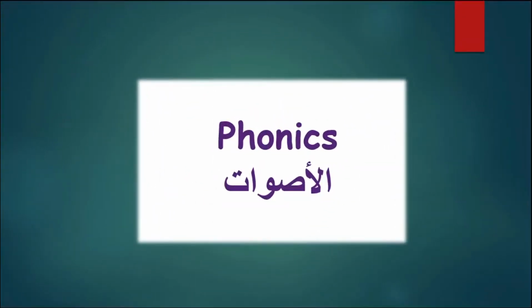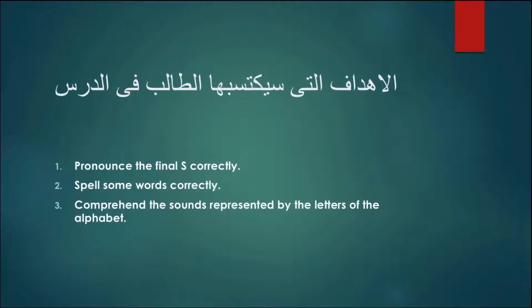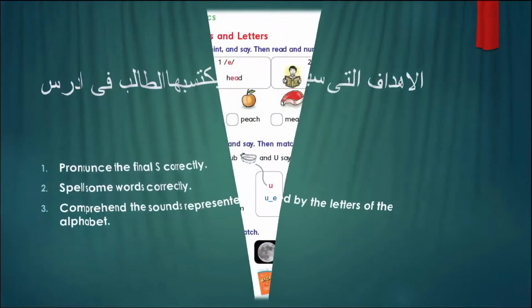So let's move to the last lesson, which is phonics. In this lesson, guys, we need to learn also 3 main skills. The first skill is to pronounce the final S correctly, meaning if you have a word that ends with the letter S, we need to learn to pronounce it correctly. Number 2 is to pronounce some words correctly. And the last one is to comprehend the sounds represented by the letters of the alphabet.